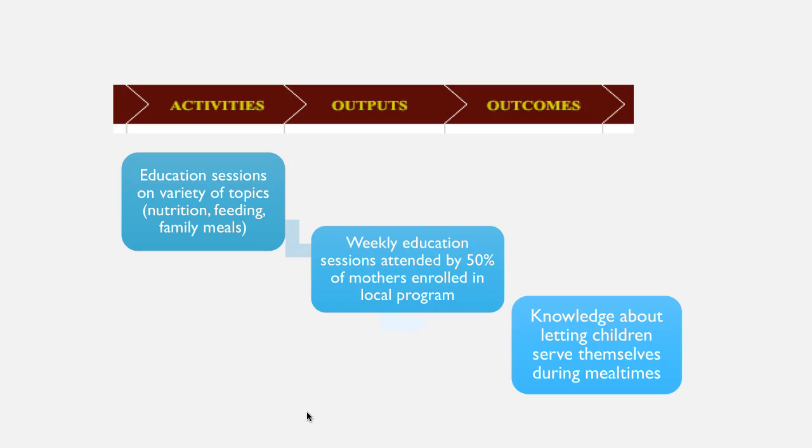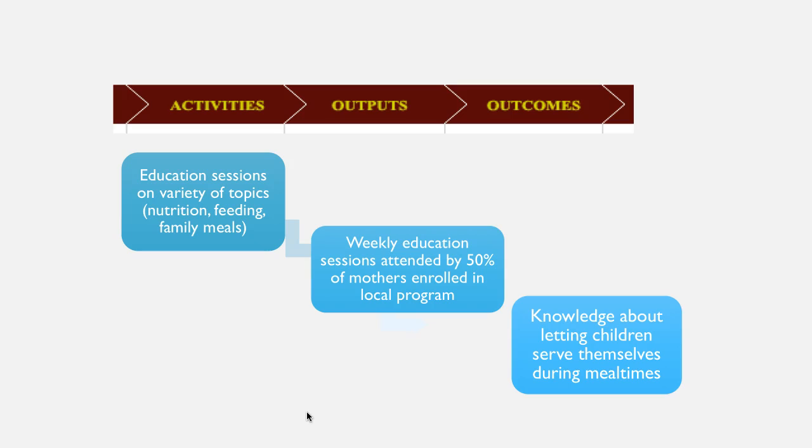And another one, let's say the activity is to offer education sessions on a variety of topics. Then our output states exactly what we're going to do. We're going to offer weekly education sessions, and we want 50% of the mothers, I think this was a WIC program, that are enrolled in the local program to attend those weekly education sessions.